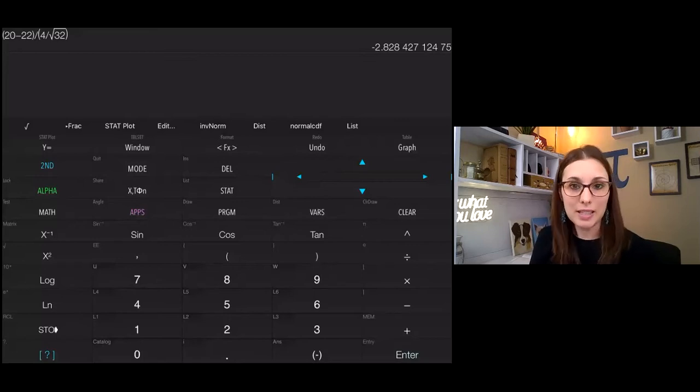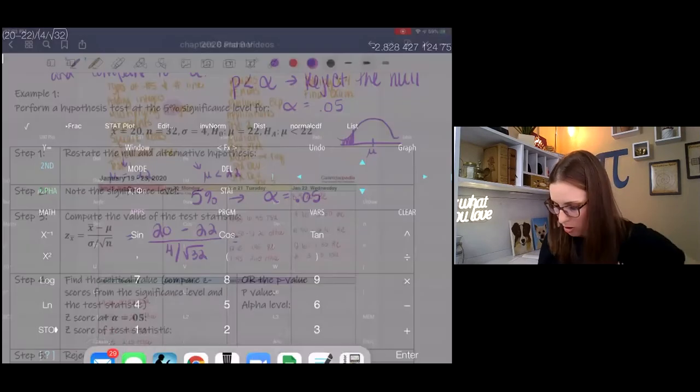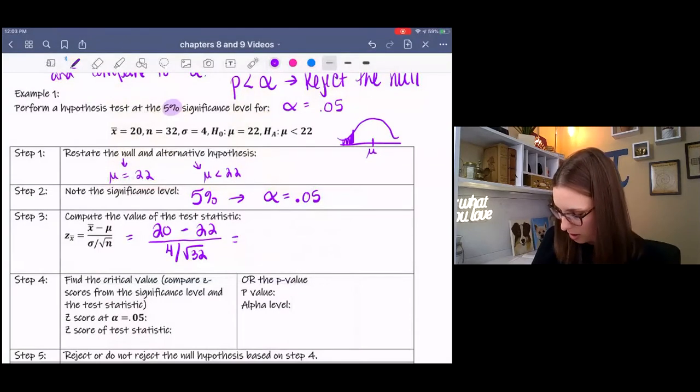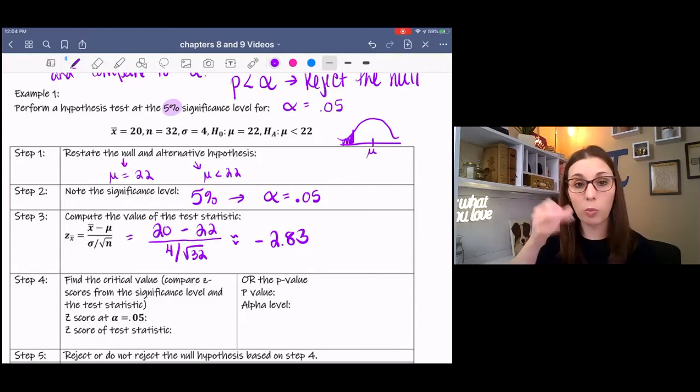So our test statistic is negative 2.83 if I were to round it. So I'm going to go back here, and that is negative 2.83. I'm actually going to change this equal to an approximate because I rounded it. Nitpicky, but it's been drilled into me. So that is the z-score that we're testing. And that's going to play directly into both approaches.